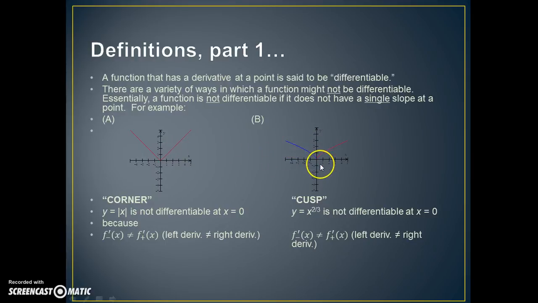On the right, we've got a cusp. Our most common example of that is the function y is equal to x to the 2/3. This function is not differentiable at x is equal to 0 for the same reason: the left and right side derivatives don't match. What makes a cusp different from a corner, though, is that the left side piece and the right side piece are going to different infinities with their slopes. As you can see in this picture, the left side piece, in blue, has a slope that goes to negative infinity, and the right side piece, in red, has a slope which goes to positive infinity.